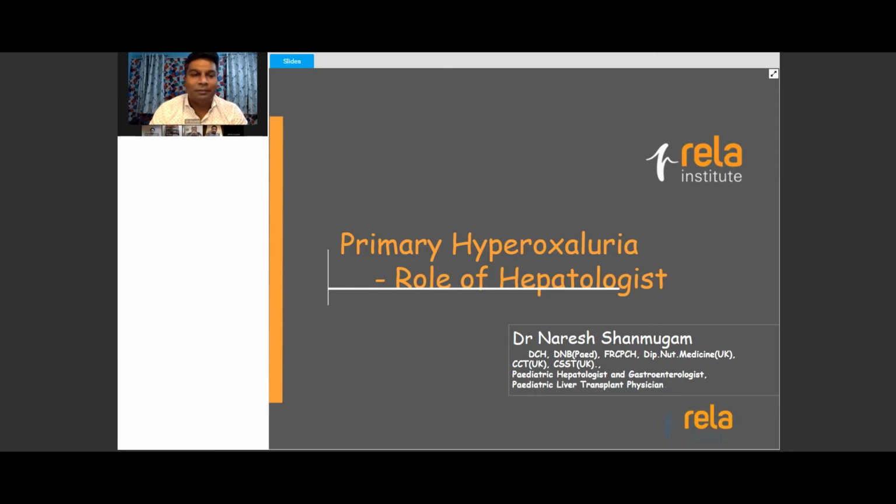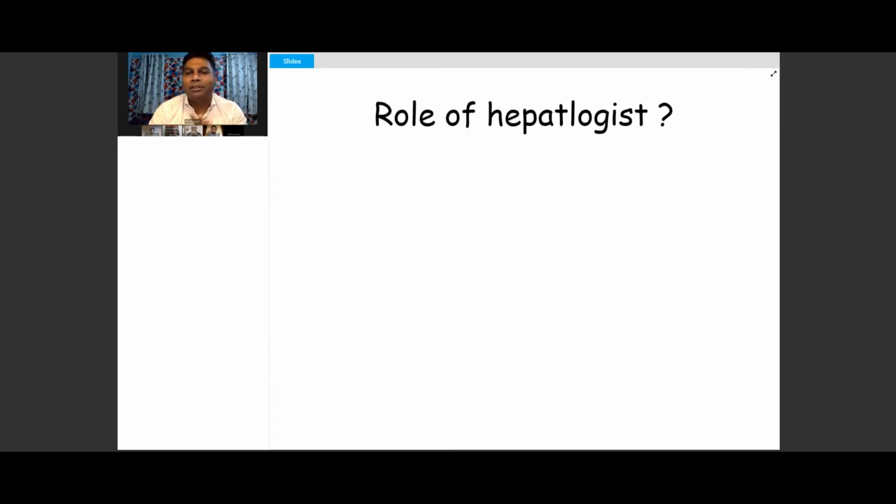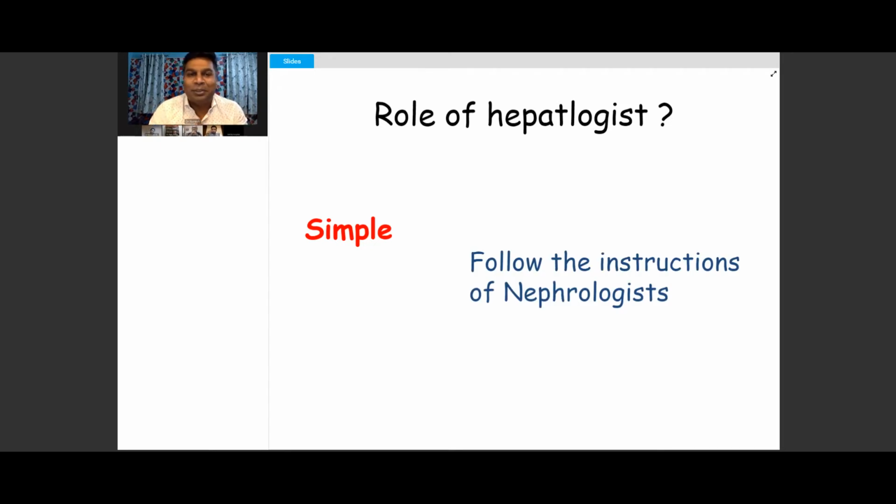So what is the role of a hepatologist in dealing with primary hyperoxaluria? The answer is quite simple: we just need to follow the instructions of the nephrologist. That's what we do. I'm just joking. No, we usually work as a team. We need to form a strong team to do a combined liver kidney transplant because it's a quite complicated procedure. We have certain issues with the liver, and the nephrologist has some issues with kidneys, so we need to put things together to make it a successful transplant. The most important role of the hepatologist is to be a part of a team and work together.